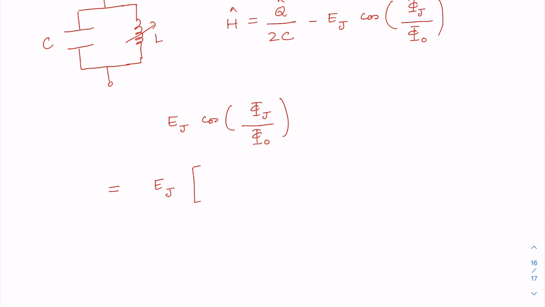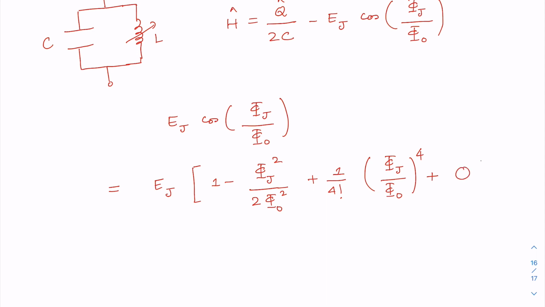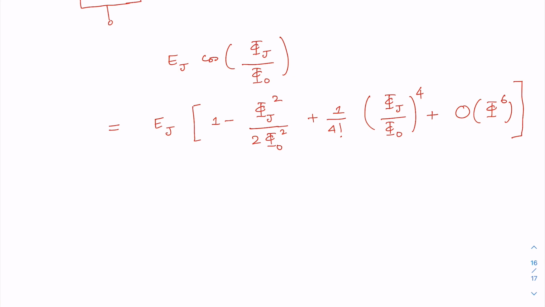The expansion of the cos function would be 1 minus phi j square divided by 2 phi 0 square. Then we have 1 by 4 factorial, phi j by phi 0 to the power 4, and then we'll have higher order terms of the order of phi to the power 6. But we are going to ignore all the higher order terms beyond phi j to the power 4, and then we can express the transmon Hamiltonian as follows.